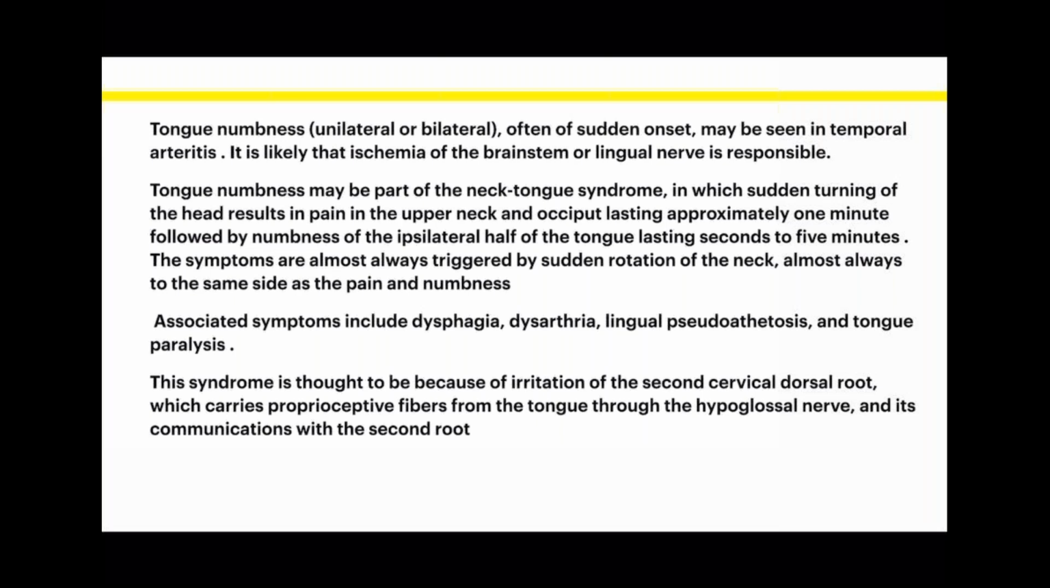The symptoms are always triggered by rotation of the neck to the same side as the pain and the numbness. It also has associated symptoms of dysphagia and dysarthria. So this syndrome is thought to be because of irritation of the second cervical dorsal root, which carries proprioceptive fibers from the tongue through the hypoglossal nerve and has communication with the second root. So don't ignore tongue numbness from now on.